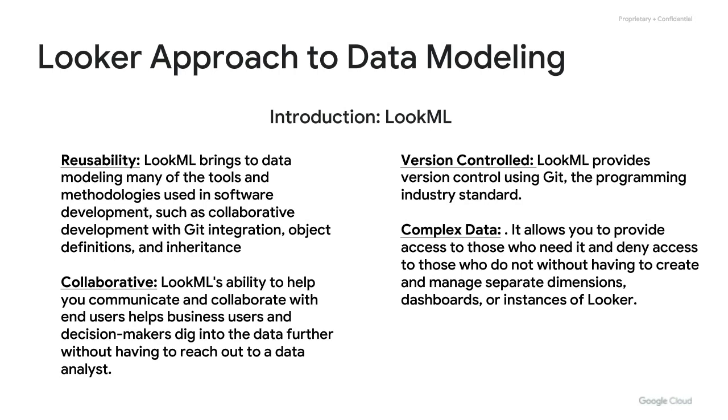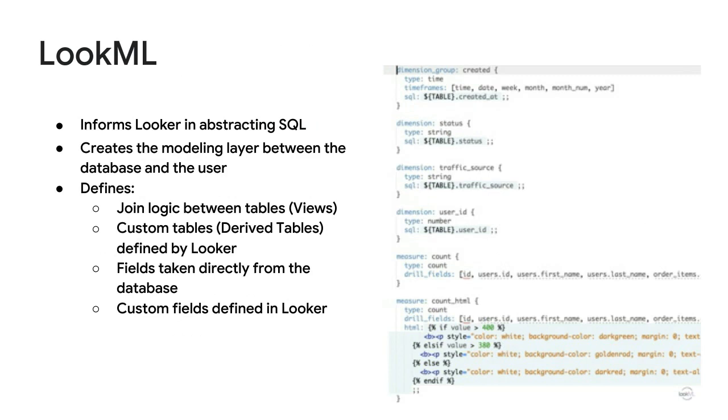So, more specifically, what is LookML? LookML is a language for describing dimensions, aggregates, calculations, and data relationships in a SQL database. Looker uses a model written in LookML to construct SQL queries against a particular database. As such, it defines lots of different things, like how to join tables, how to define custom tables, how to define fields from the database, and new fields as well.